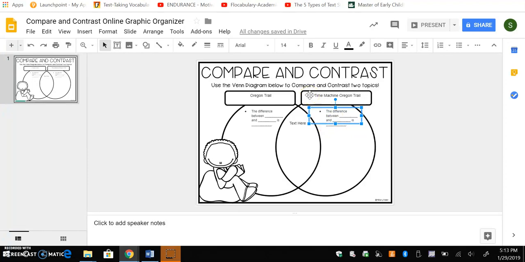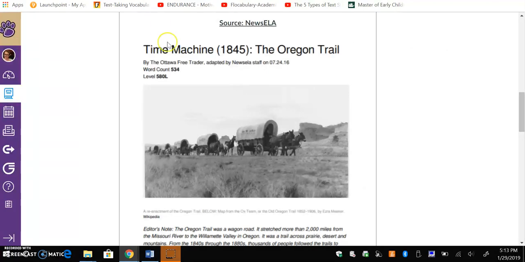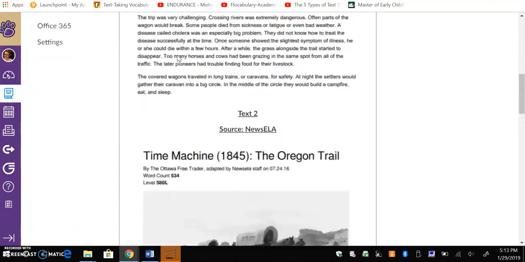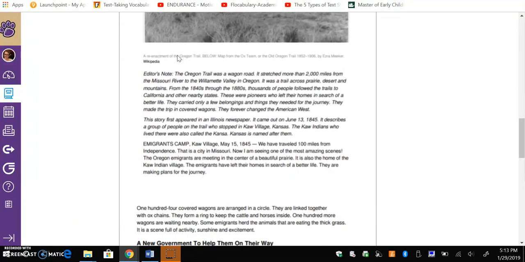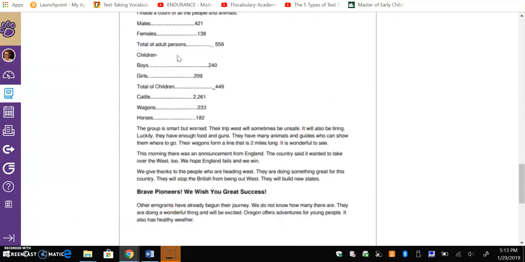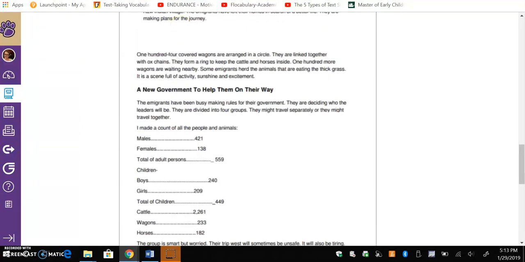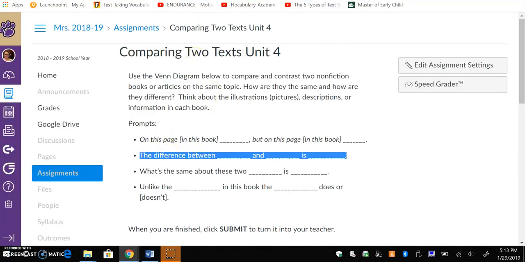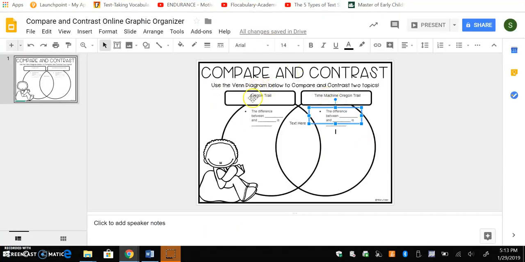So I'm not going to fill this out any further, but I want you to make sure that when you do this, you're doing this for comparing text. You're doing it for the first part, the Oregon Trail. The second part is the time machine on the Oregon Trail from Newsela. And then you're completing this organizer. You can use these prompts. You can copy and paste a different prompt if you'd like, but please make sure that you're doing it for these two texts.